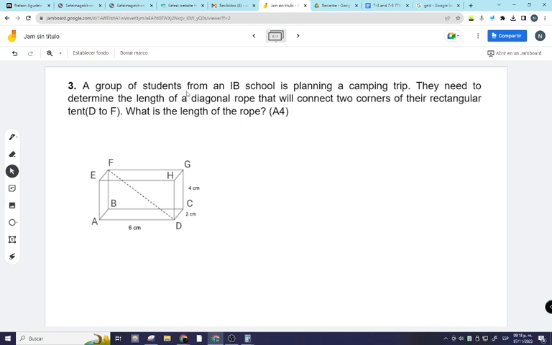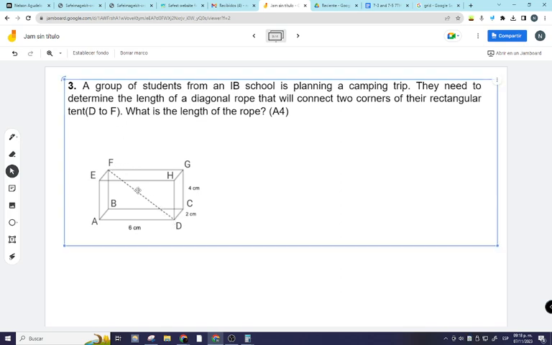A group of students from an IB school is planning a camping trip. They need to determine the length of a diagonal rope that will connect two corners of the rectangular tent, which is from D to F. So from here to here, this diagonal segment, this is the rope. We have to find that length, okay?